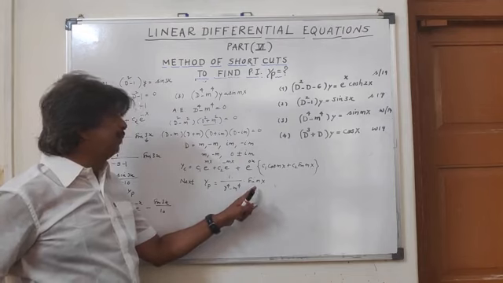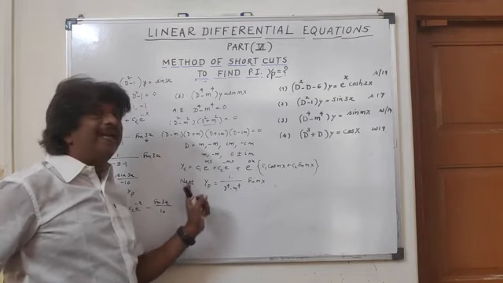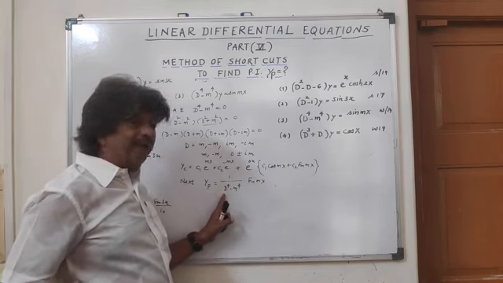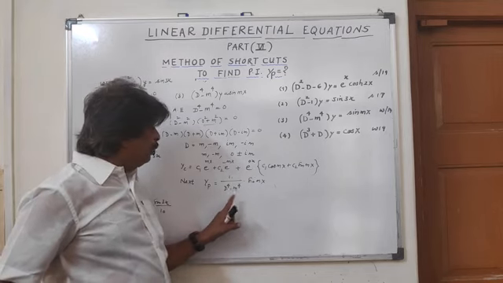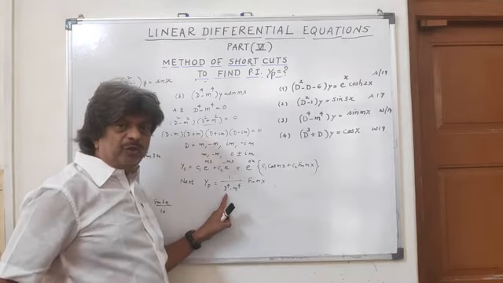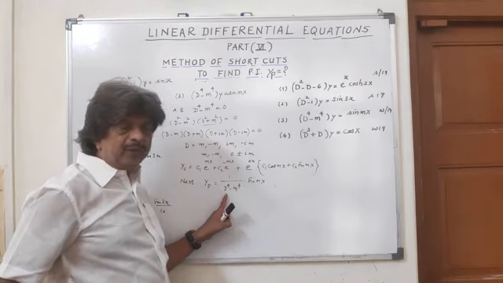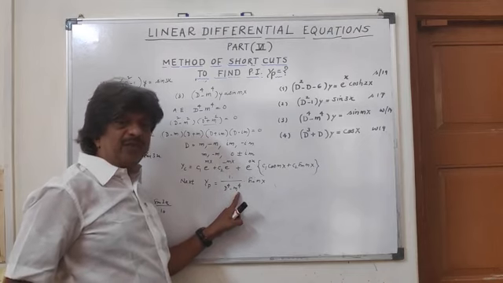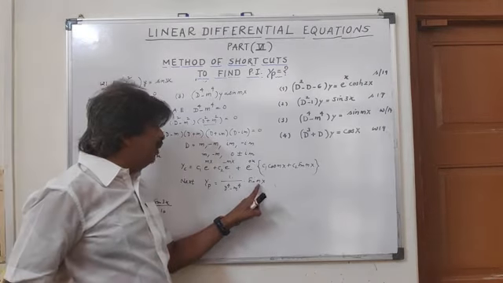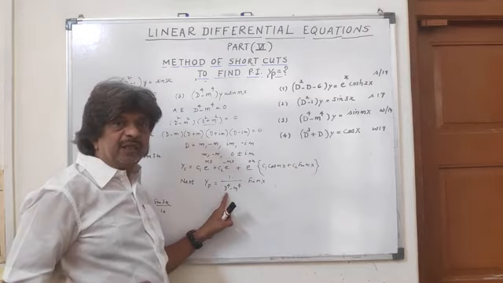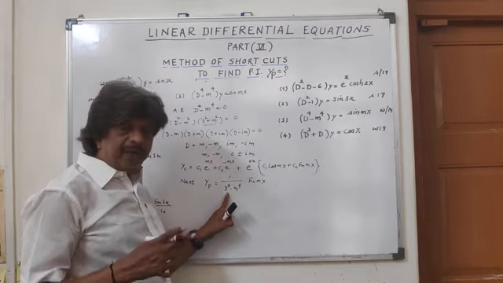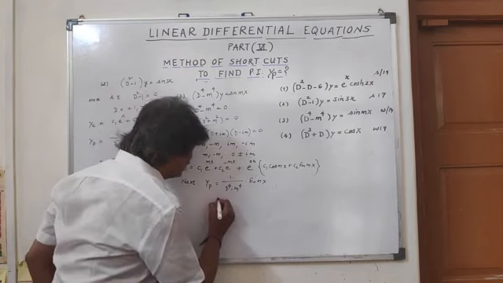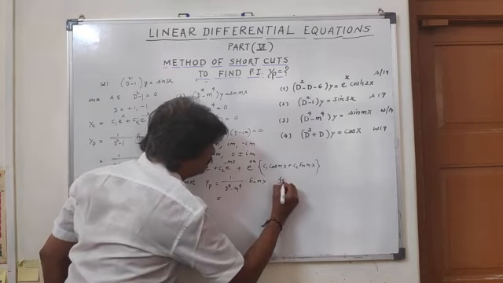I told you this sin of mx is operated by d square. So here d square is to be replaced by minus 1 into m square. So d square is minus 1 into m square, meaning minus m square. D raised to power 4 means minus m square, whole square. So m raised to power 4 minus this m raised to power 4 becomes 0. So if I put d square equal to minus m square, the case is failed here because the denominator is becoming 0. In case of a failure case, what do we do? We multiply by x. Failure case.